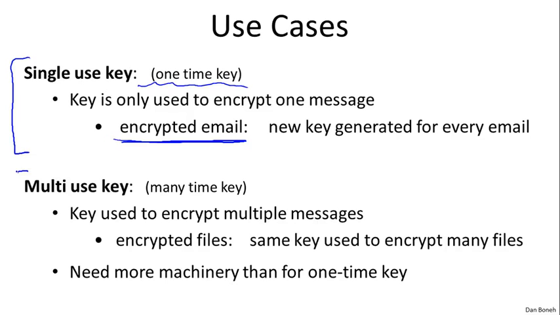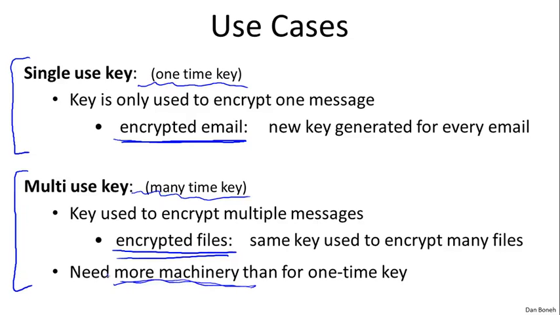Now, there are many cases, in fact, where keys need to be used to encrypt multiple messages. We call these many-time keys. For example, when you encrypt files in a file system, the same key is used to encrypt many, many different files. And it turns out if the key is going to be used to encrypt multiple messages, we need a little bit more machinery to make sure that the encryption system is secure.